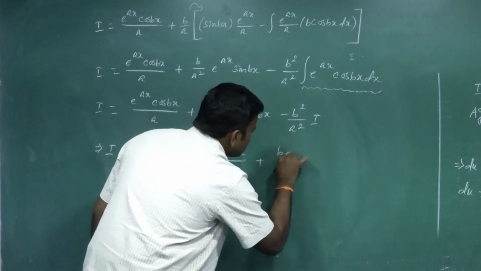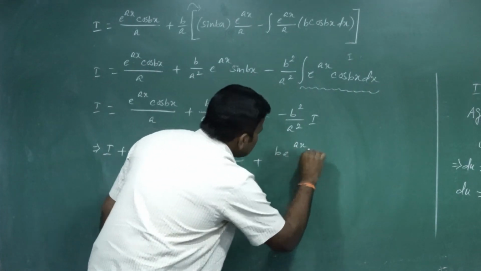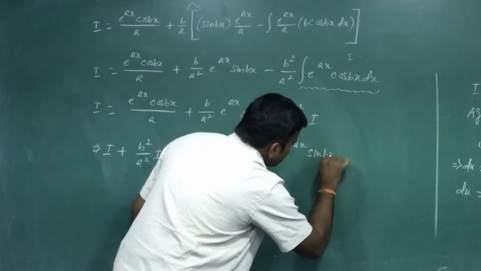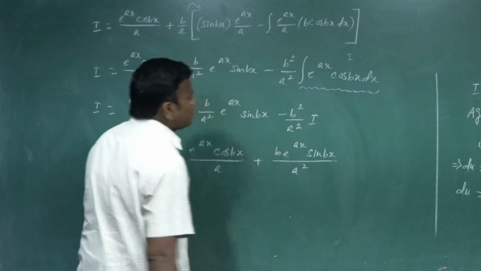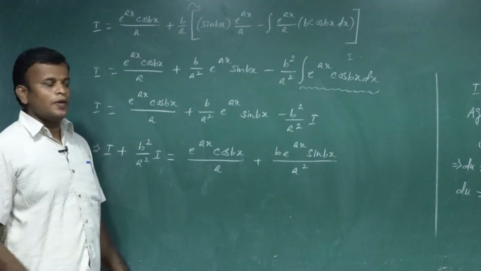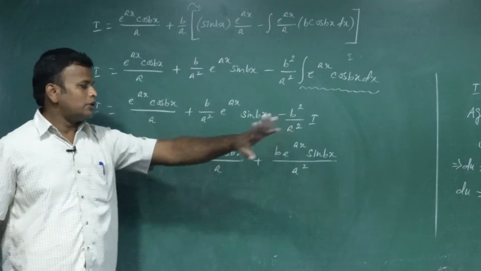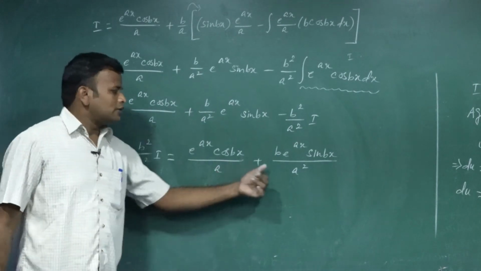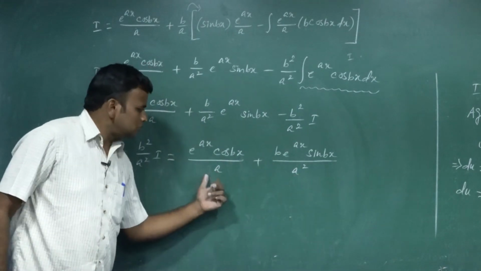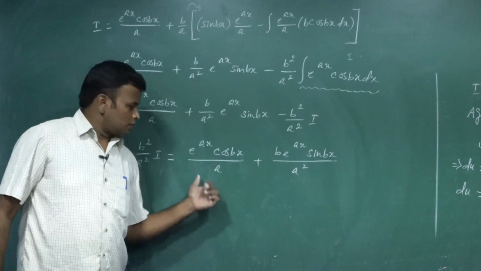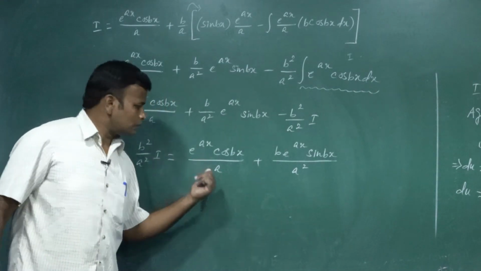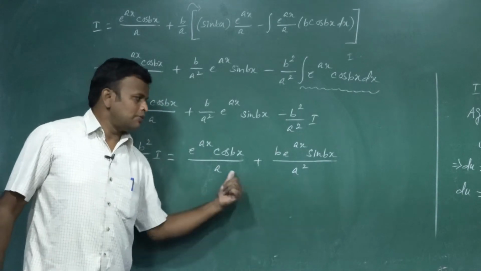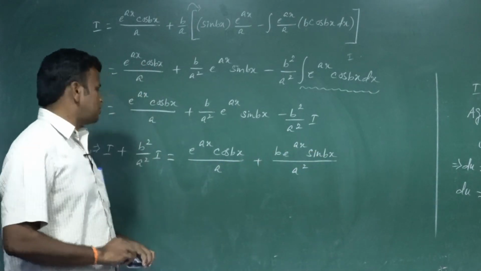b e power ax sin bx, I write it in a whole square, whole divided by a square. We write b by a square whole divided by a square. What is the reason we write a whole square here also, sir? You see these two terms. The LCM of a and a square is a square, so for this purpose I write whole divided by a square.